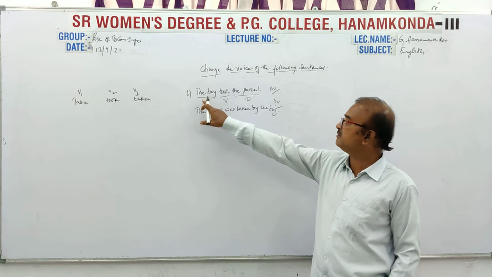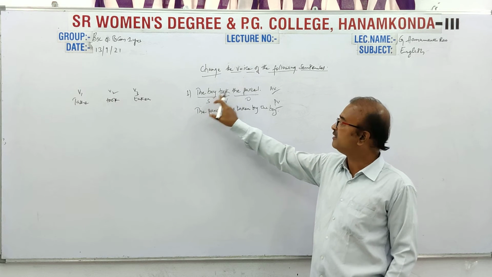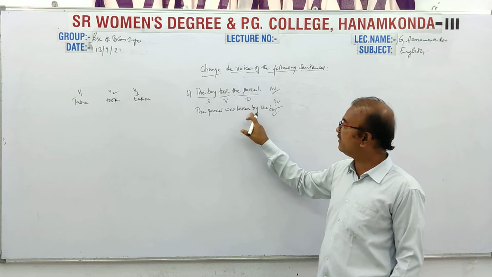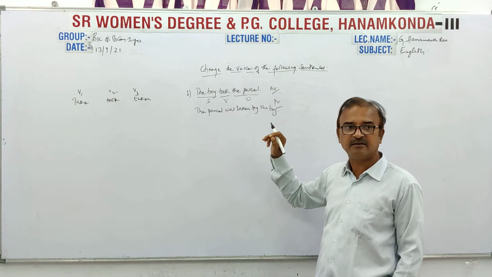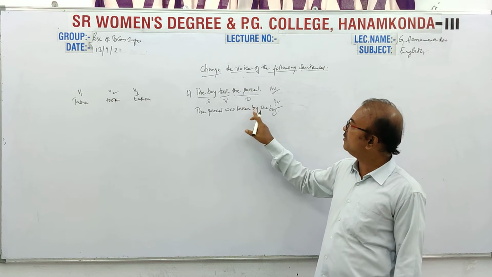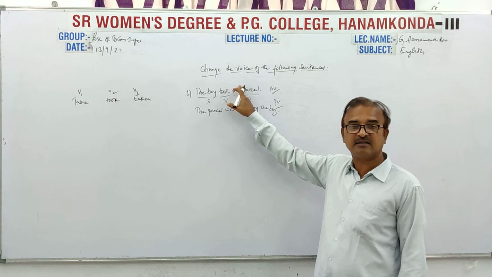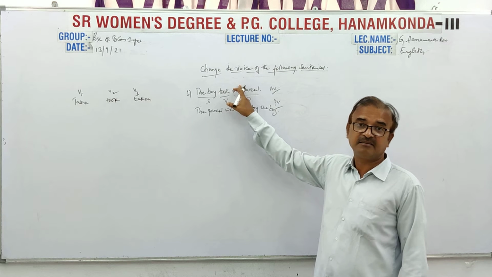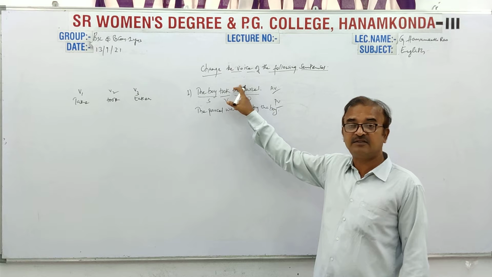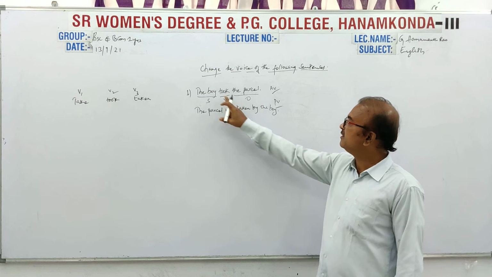So here, in active voice, the boy took the parcel. We did not have any kind of by. The preposition which we see here in the passive voice was not there in active voice. That's why I directly said, since there is no preposition here, the voice of this sentence is active voice.